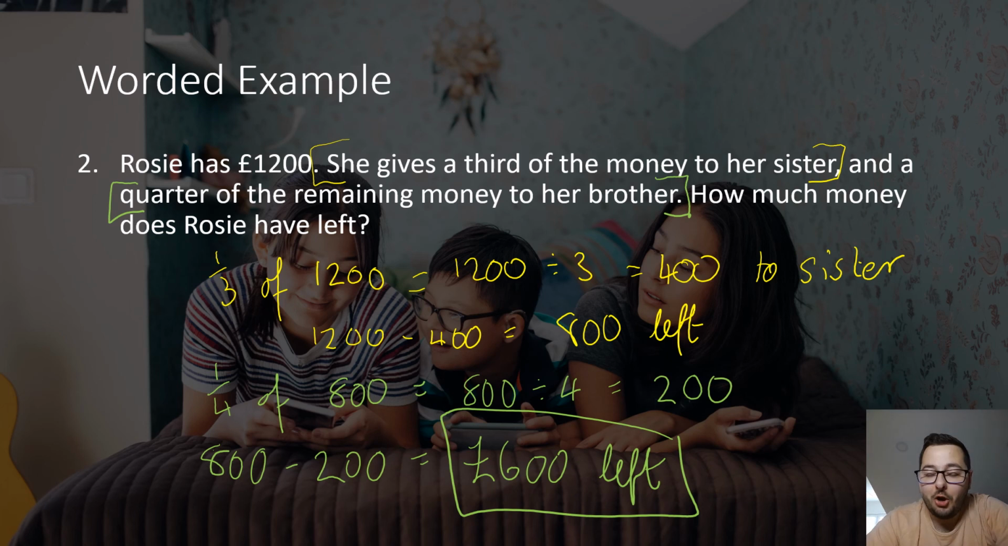Okay, so hopefully that's been helpful. So just remember, to find a fraction of an amount, you first find 1 over whatever that is, and then you times that answer by the numerator.